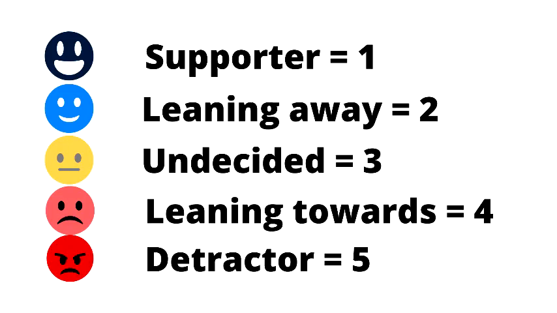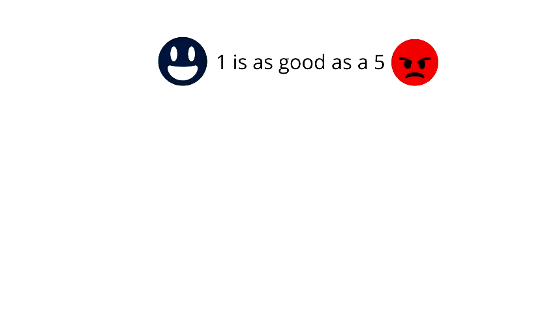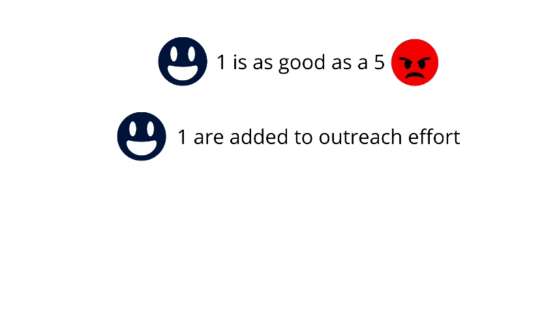It's important to stress to your volunteers that it is incredibly important to be as accurate as possible when recording the level of support each individual voter has for the campaign. A 1 is as good as a 5. Anyone who has been identified as a supporter of the campaign will be immediately moved into the campaign's outreach effort, which will seek to engage the voter and get them more involved with the campaign, making sure that they vote on election day for the campaign.